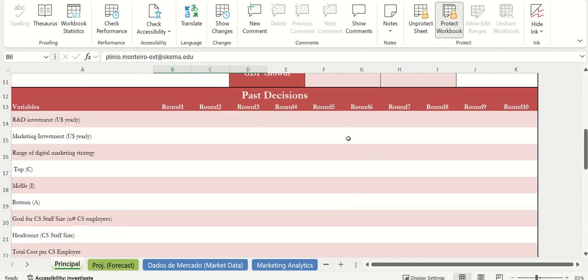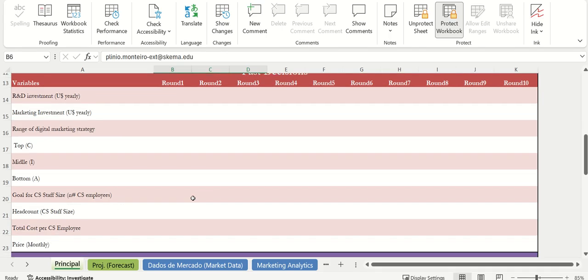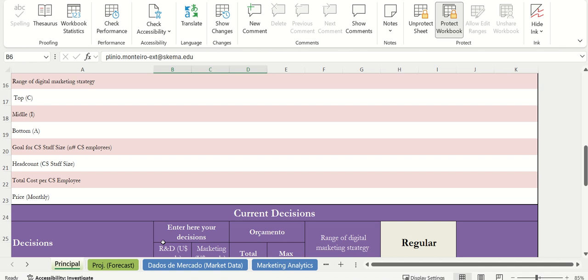Also here, in past decisions, we'll be able to see all the decisions that we made in the previous rounds related to investments, the range and type of marketing, digital marketing strategy, the priorities for the marketing funnel, the goals for customer staff, the headcount of the company, the total cost per employee, plus the price.